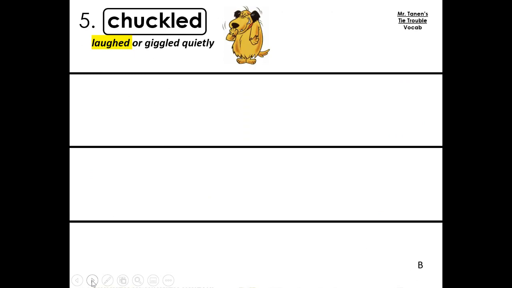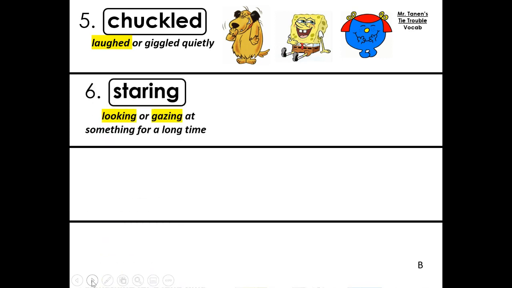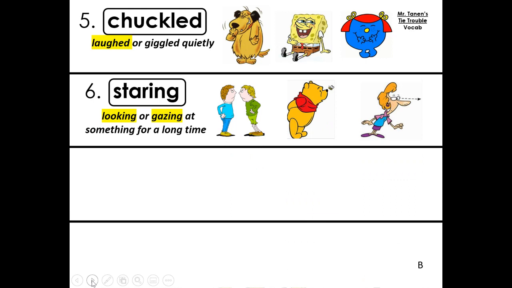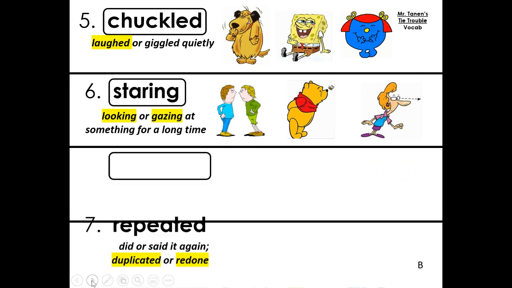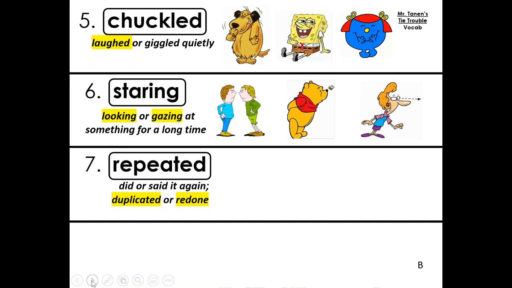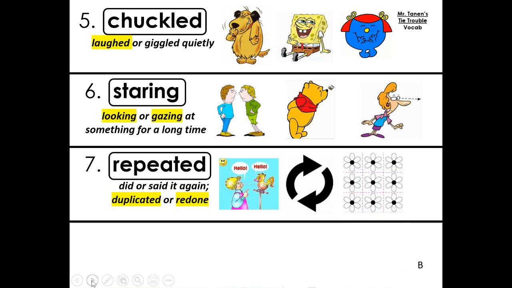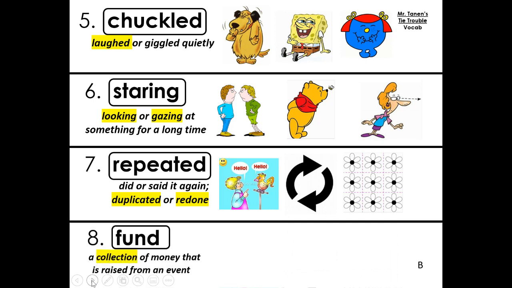Number five is chuckled, laughed, or giggled quietly. And again, a synonym could be laughed. Number six, staring, looking, or gazing at something for a long time. So a synonym could be looking or gazing. Number seven, repeated, did or said it again, duplicated or redone. And number eight, fund, a collection of money that is raised from an event.